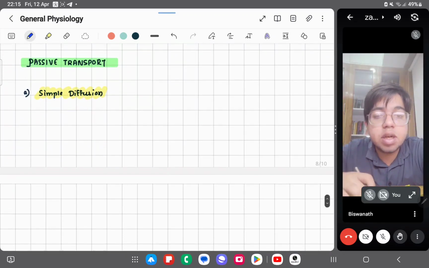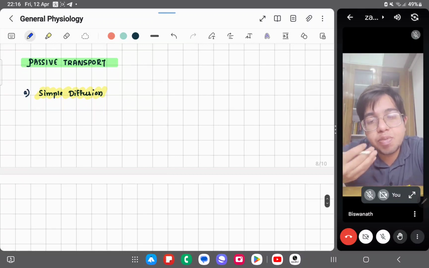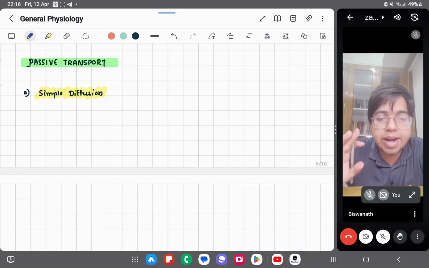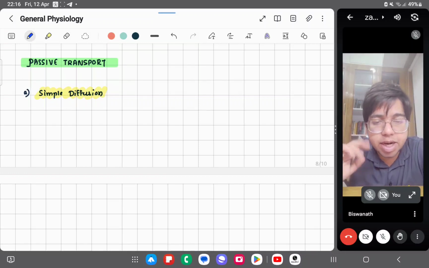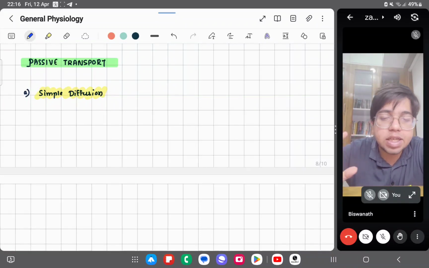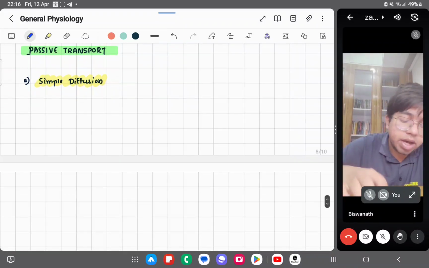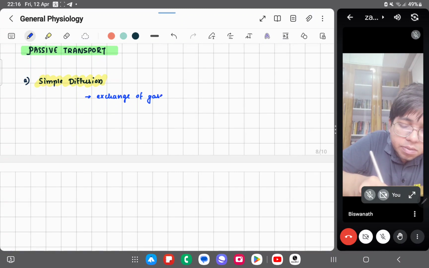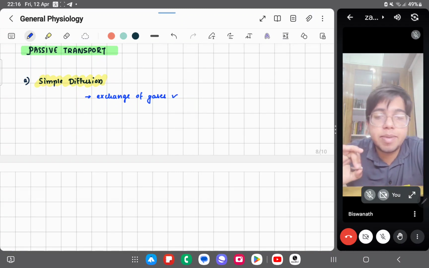Simple diffusion, what are the substances which are transported by simple diffusion? Basically, you might have an idea from respiratory physiology, right? That O2 exchange and all. So, exchange of gases is the major thing which is done by simple diffusion. Exchange of gases will occur by this.